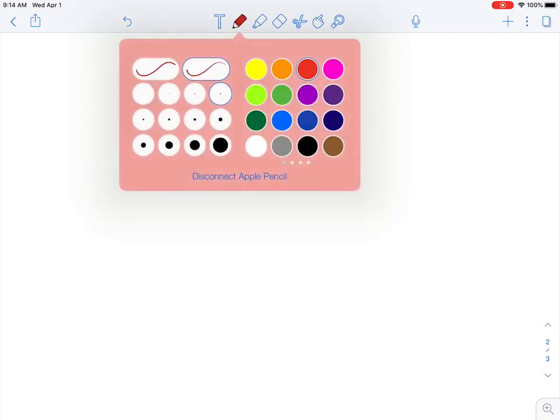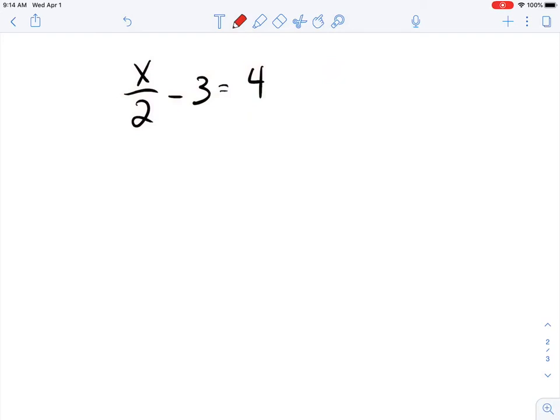First step, guys, find this subtraction or addition statement. There it is, minus 3. Right underneath, put plus 3 and bam, it's out. Go to the other side, plus 3. So we have x divided by 2 equals 7.